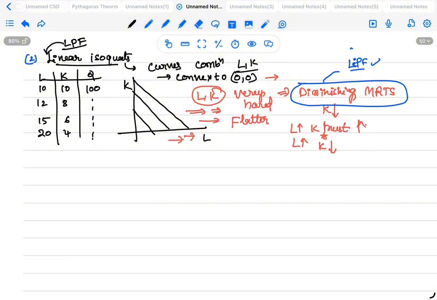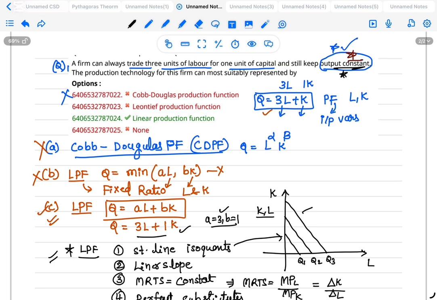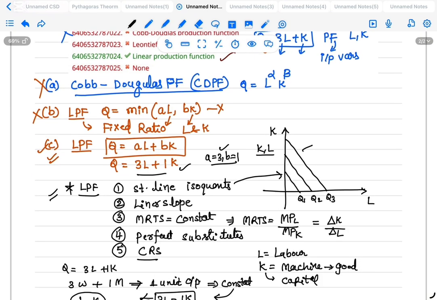In the linear production function, output is constant, and if we replace 3L with 1K and 1K with 3L, that is perfect substitutes. The properties of the linear production function are straight-line isoquants with linear slope, the MRTS value is constant, and the inputs are perfect substitutes.